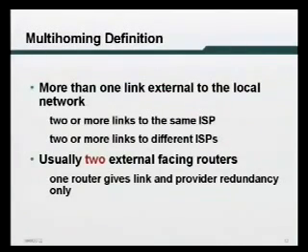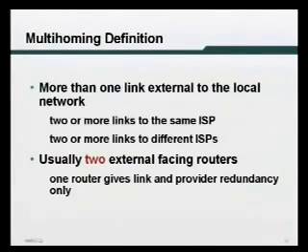Well, multi-homing, as far as I'm concerned, is where you've got more than one link external to your own network. Okay, so it could be 2 or more links to the same upstream ISP, or it could be 2 or more links to different ISPs. In both those cases, for me, are multi-homing. You've usually got 2 external facing routers. If you're multi-homing with just one router, the router breaks, you're dead. So that's not really a very useful situation.